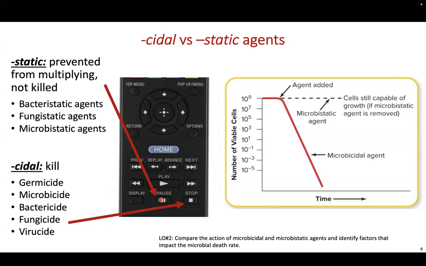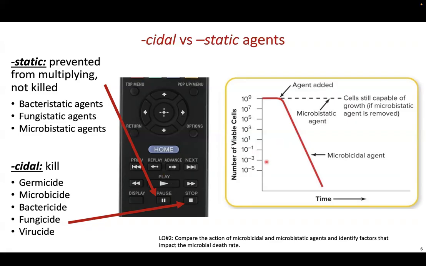Compared to the other counterpart, which is the cidal agents, the aim is to kill them. So they include germicides, microbicides, bactericides, fungicides, and virucides, basically just to kill the microbe.